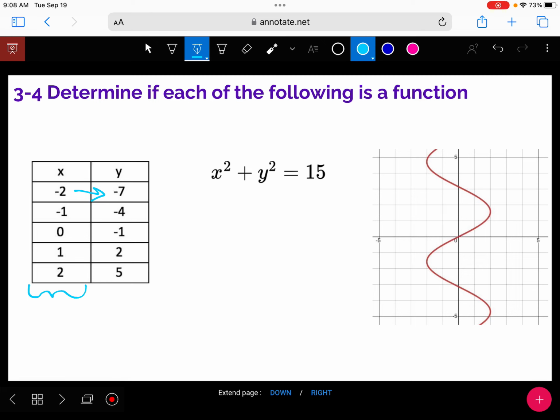-2 only goes to 7. -1 only goes to 4. 0 only goes to -1. This one is a function. There are no repeats.